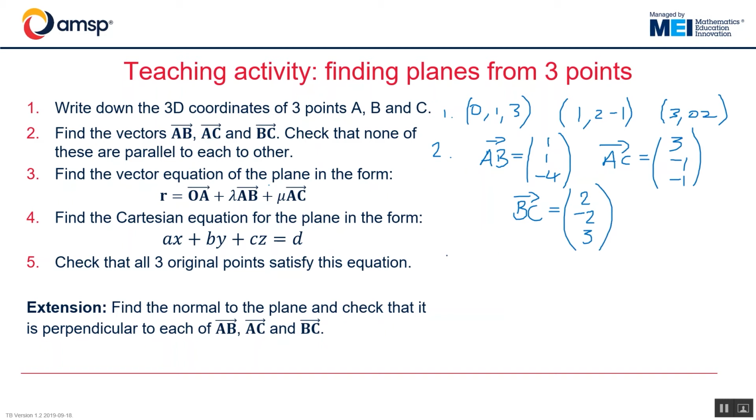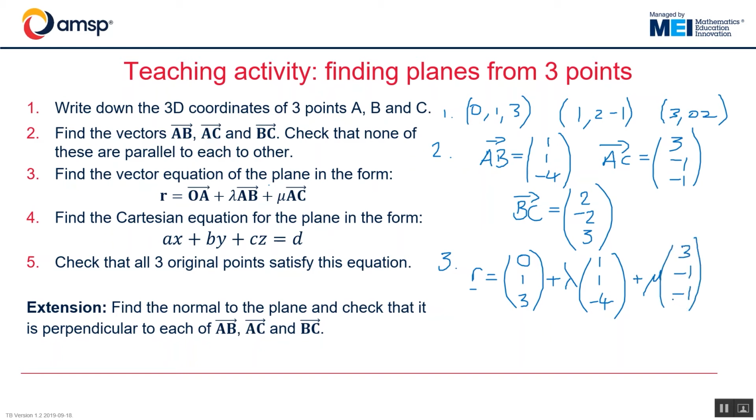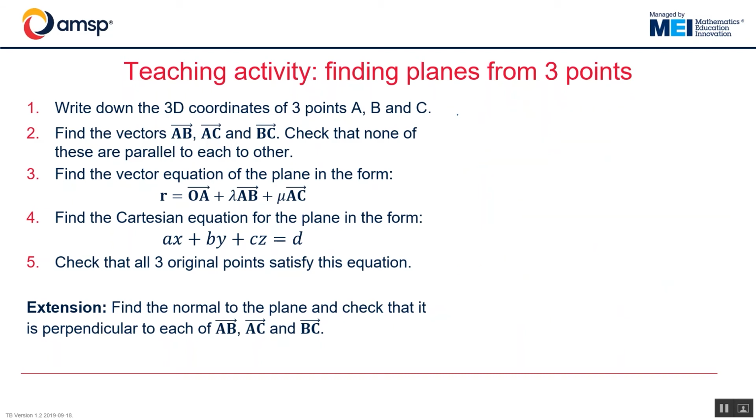And then finally, in step 3, we can write down the vector equation in the form OA plus lambda AB plus mu AC. So I would get a vector equation that looks something like r equals OA (0, 1, 3) plus lambda amounts of (1, 1, -4), plus mu amounts of (3, -1, -1). At this stage, I would suggest they swap with another student and try working out the Cartesian equation for the vector equation they've been given.